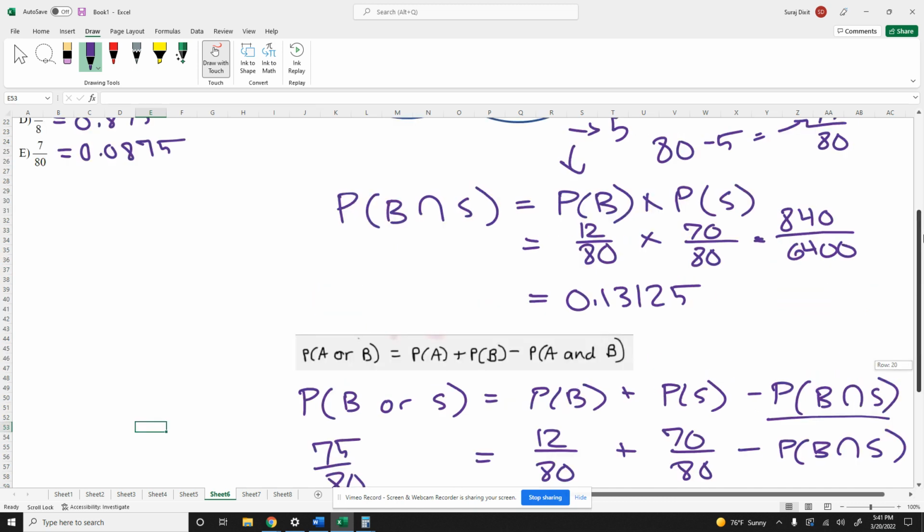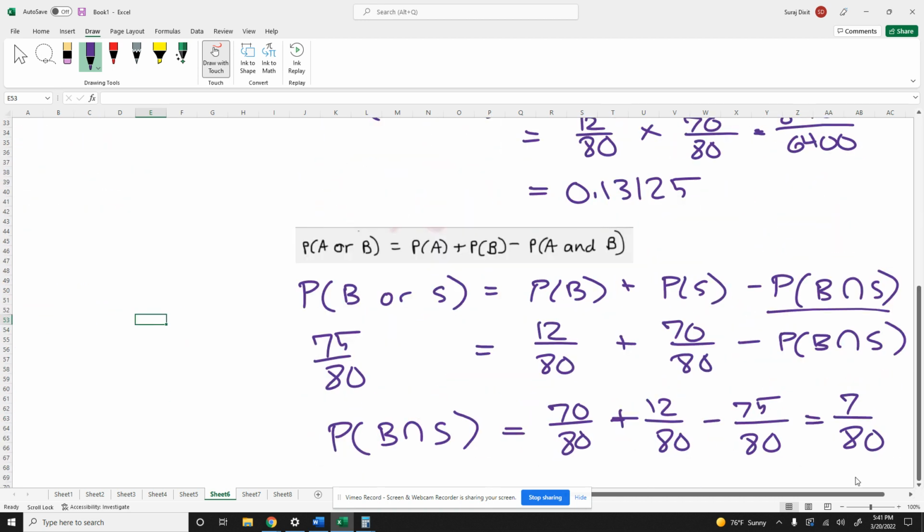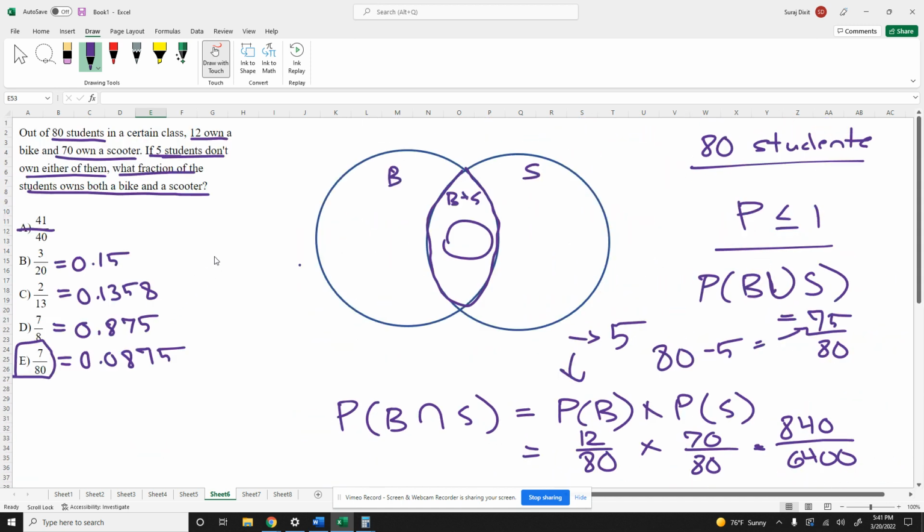Which I think was one of the answers. Yeah. Okay, E. Here we go. We got an answer. Both is only about 8% of the students. Interesting. I thought it would be higher. Only 12 of them own a bike, so it would be kind of low, because only 12 out of 80, which is a little bit more than 10%. But then 70 own a scooter, so a substantial amount.